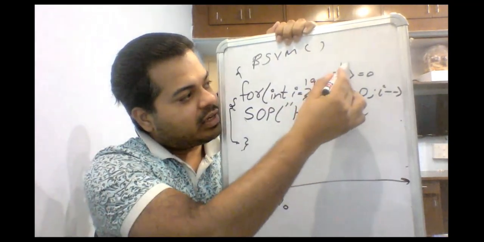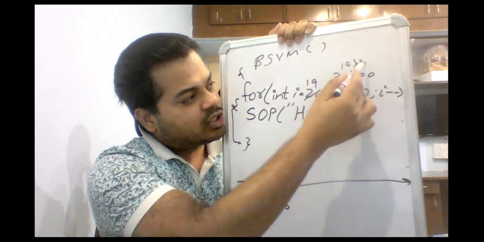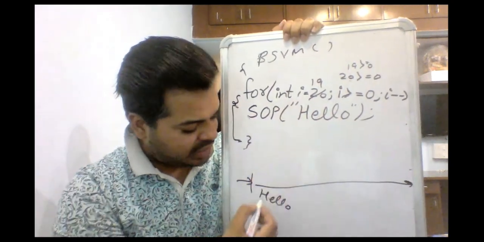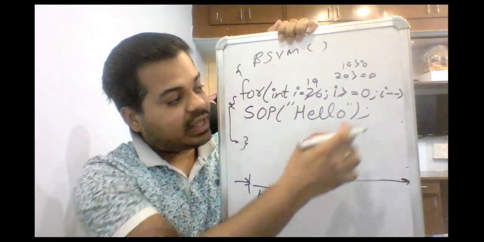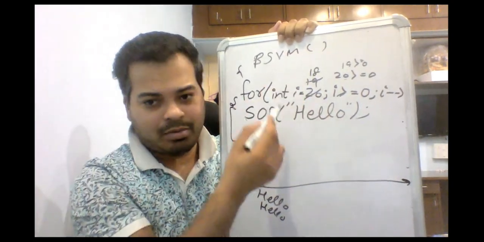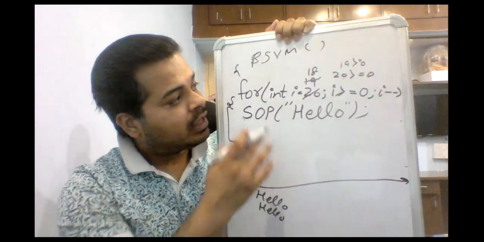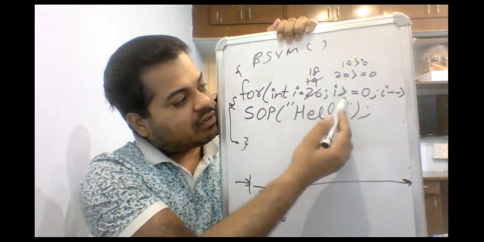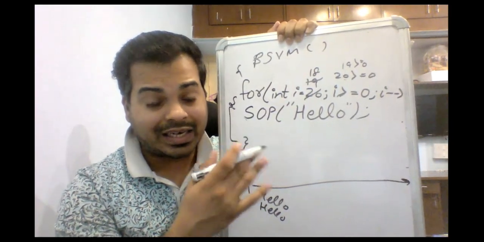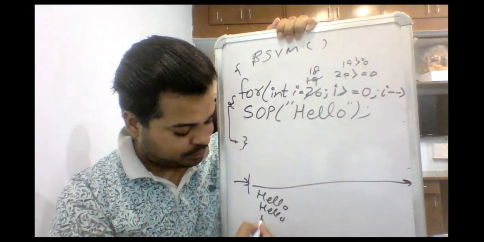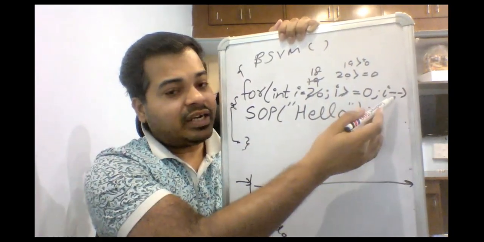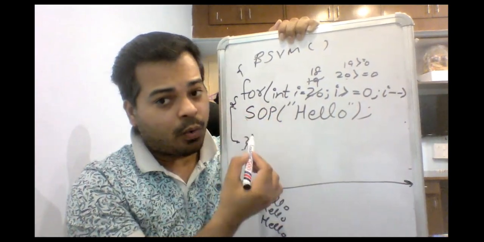It will check whether 19 is greater than or equal to 0 or not. We all know that 19 is greater than 0. It will again print hello. And then it will decrement the value of i from 19 to 18. After it is 18, it will check whether 18 is greater than or equal to 0. Again, it will print hello. This process will keep repeating until the decremented value of i is 0.